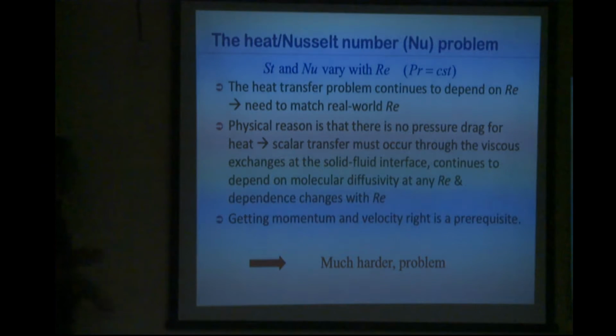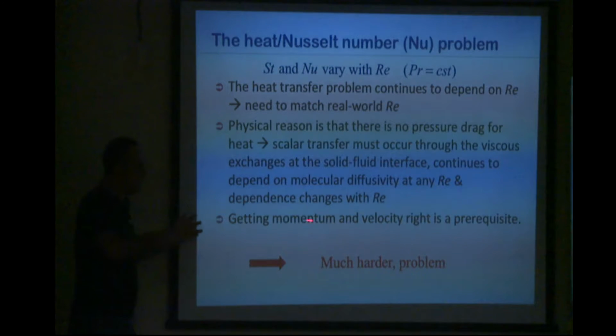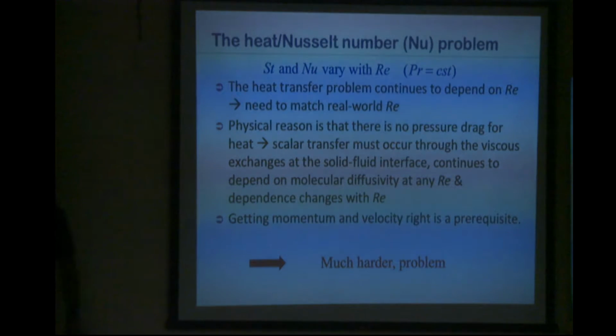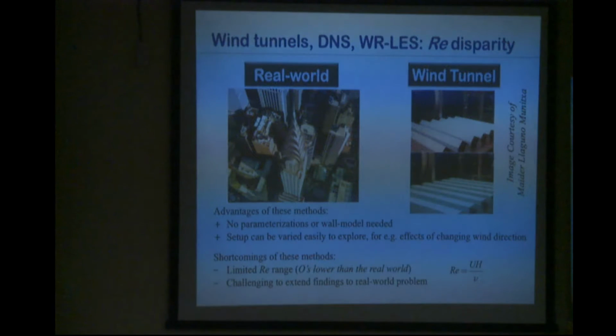So, of course, getting the momentum and velocity right is a prerequisite to getting the heat flux right. But the heat flux is a much harder problem because it's always Reynolds number dependent, and because you need to get the transfer in the very thin viscous sublayer around every window and every roof and every wall correct. So how do we study this heat transfer problem?